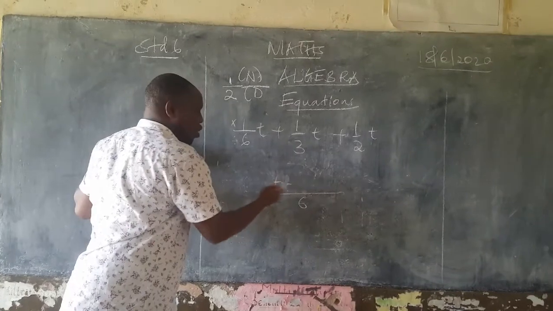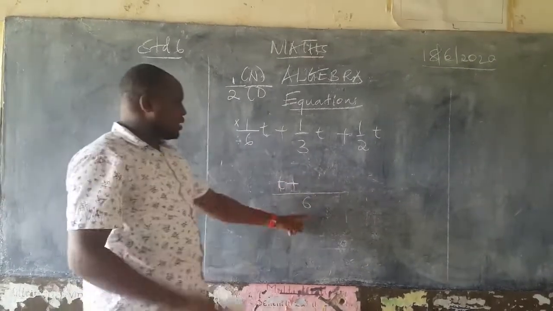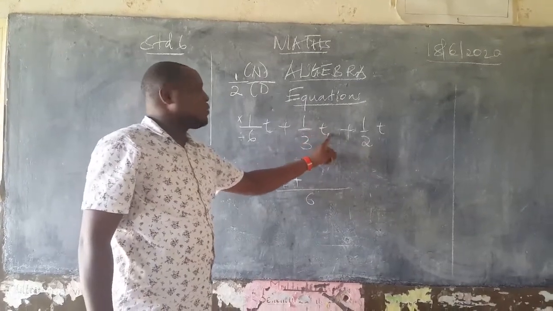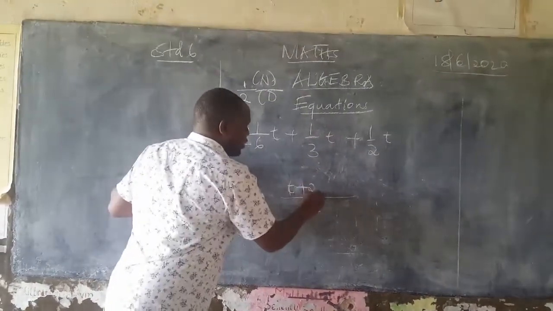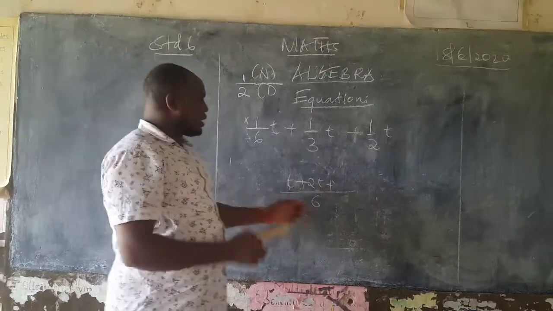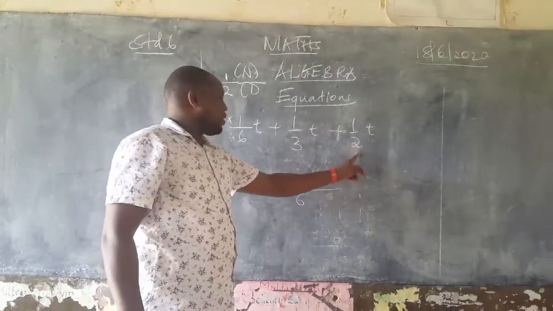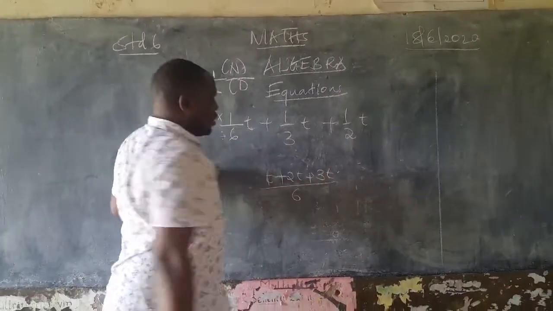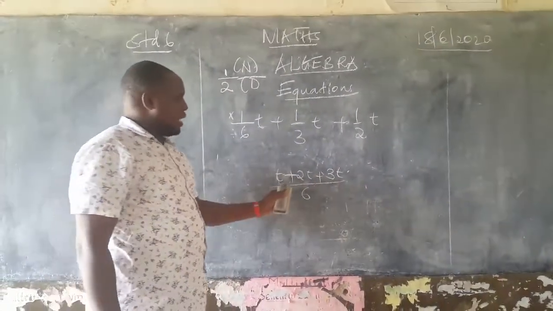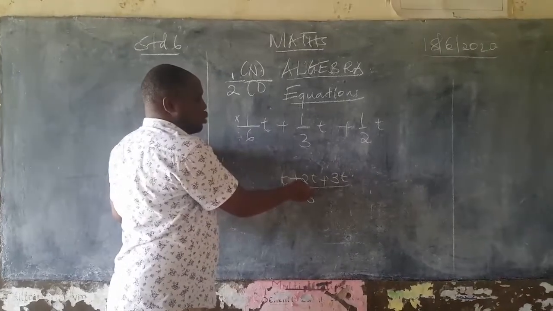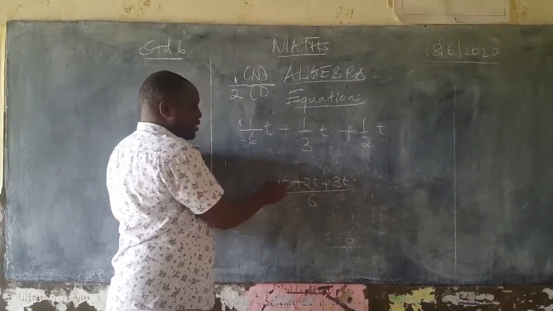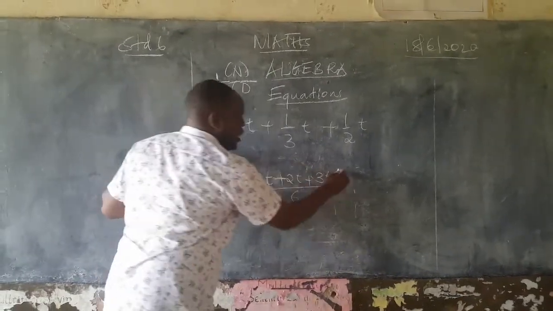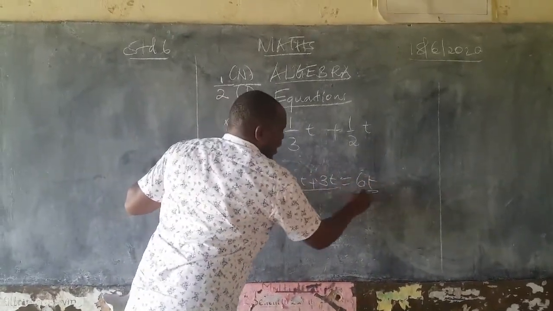So you write t or 1t plus 6 divided by 3 is 2. 2 times 1 is 2. 2 times t is 2t. So here write 2t plus 6 divided by 2 is 3. 3 times 1 is 3t. So you write 3t. Now after we've done that, we add these numbers. t plus 2t, this simply means 1t plus 2t is 3t. 3t plus 3t is 6t. So here you write 6t over 6.